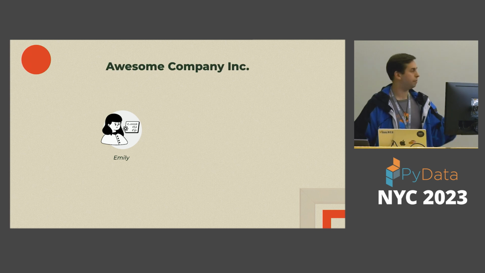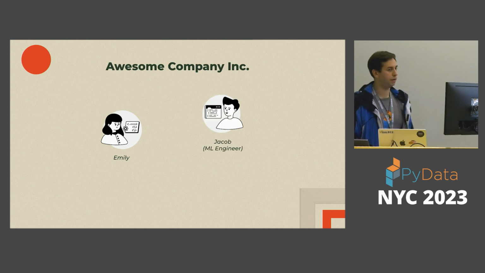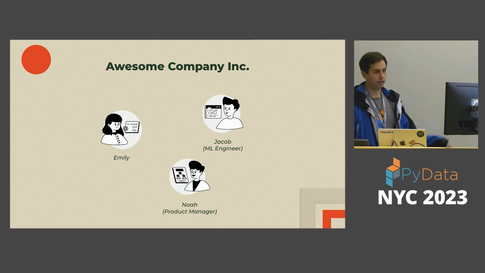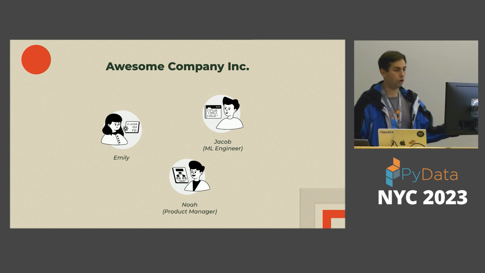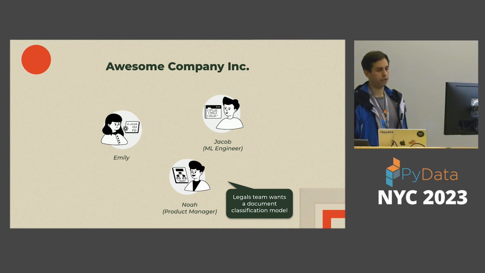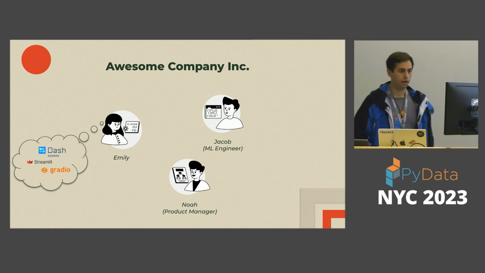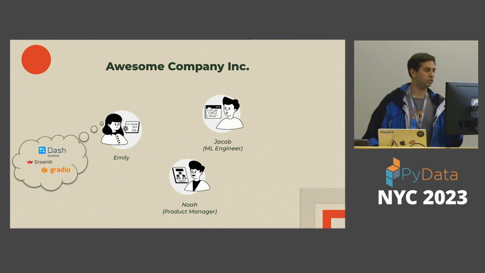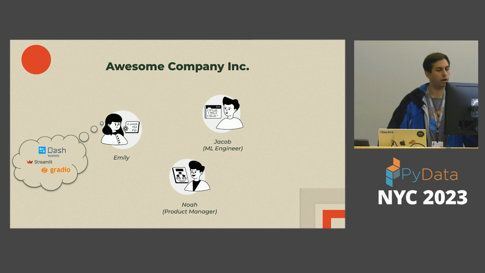So at one point in time, Emily starts working for an awesome company, along with Jacob, who is a machine learning engineer, and Noah, who's a product manager. And one day Noah comes and tells them, so the legal team wants a document classification model. And at the moment, Emily starts thinking, oh, cool, I can create the model and deploy it in a Dash app, a Streamlit app, for the legal team to upload their documents and get them classified.